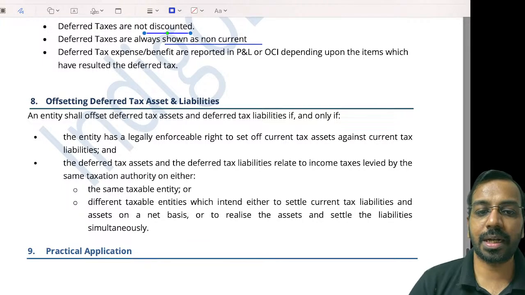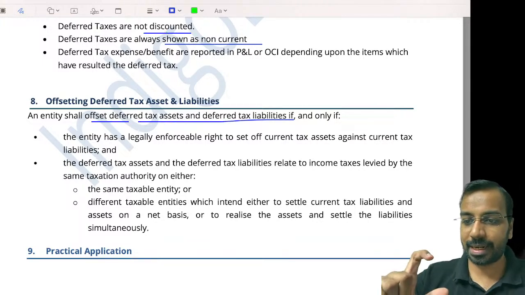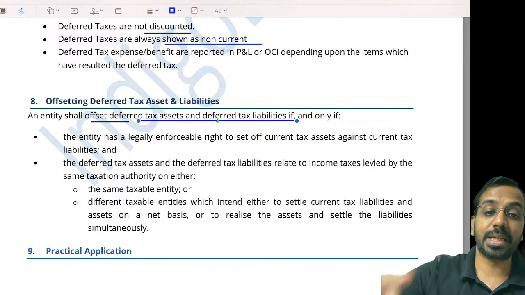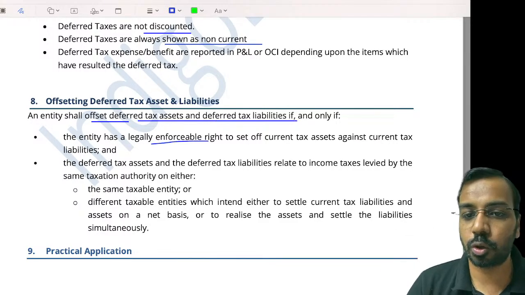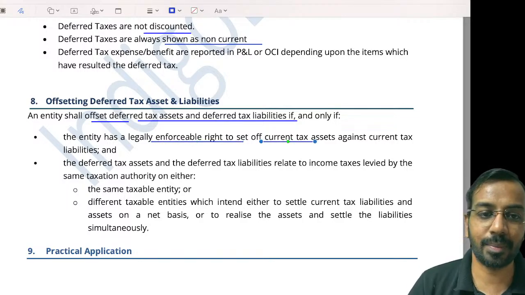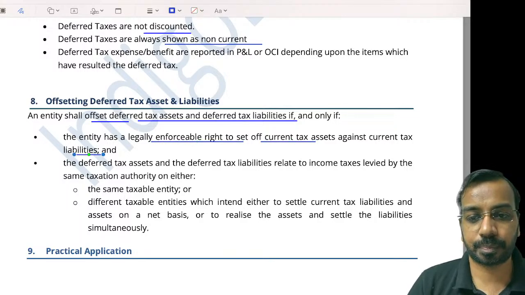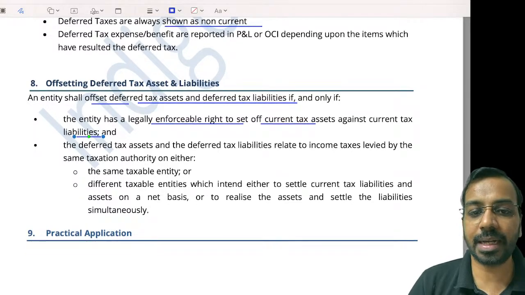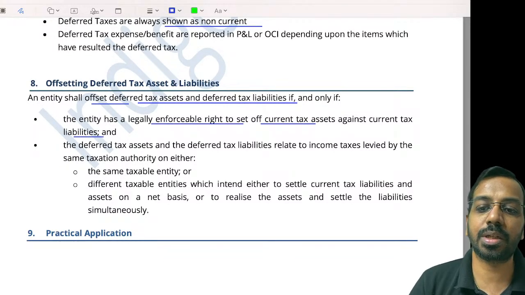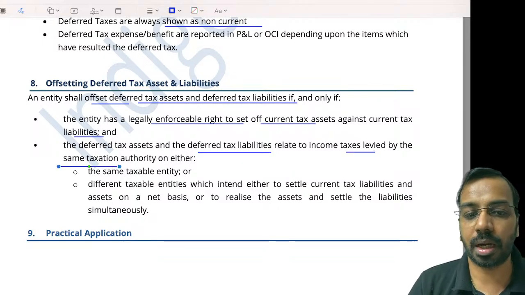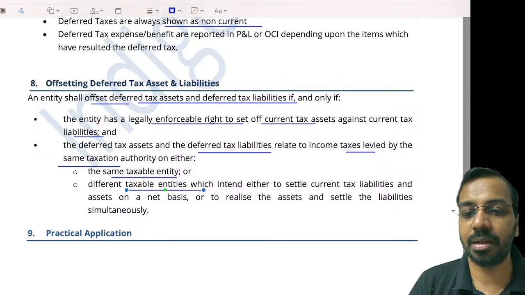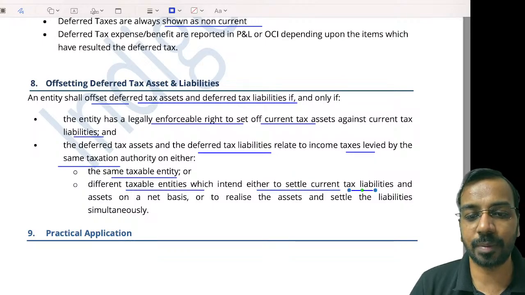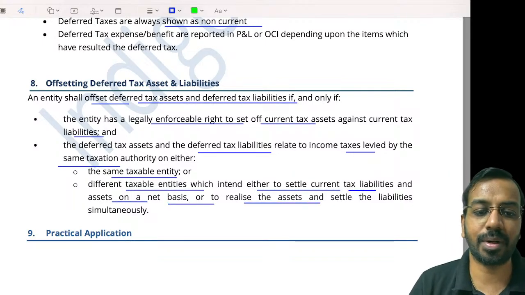Now, an entity shall offset deferred tax asset and deferred tax liability. So, I said, right, you have to present it on a net basis. You will present it on a net basis only if the entity has a legally enforceable right to set off the current tax asset against the current tax liabilities, and the deferred tax asset and liability relate to the same income taxes which are levied by the same taxation authority on either the same taxable entity or different taxable entities which intend to either settle the current tax liability and asset on a net basis or realize the asset and settle the liability simultaneously.